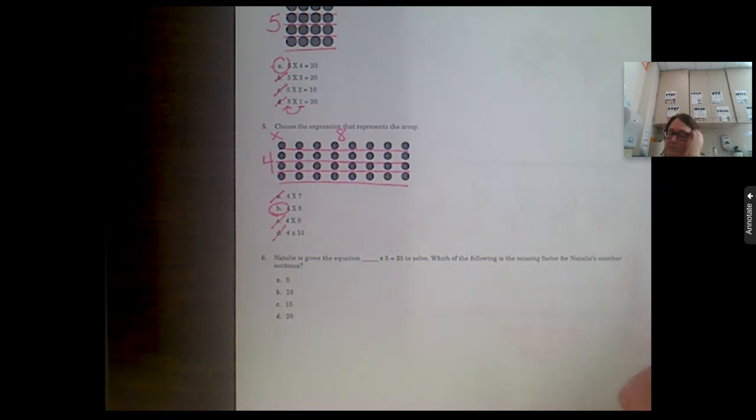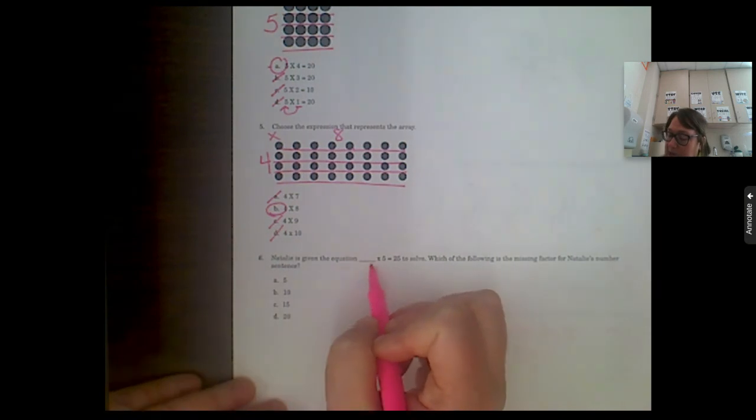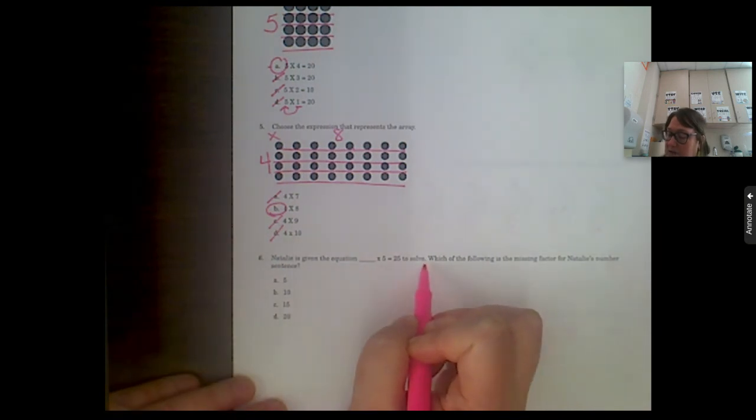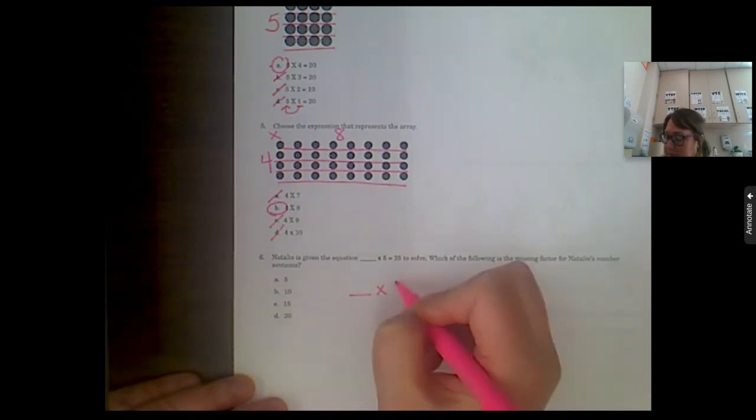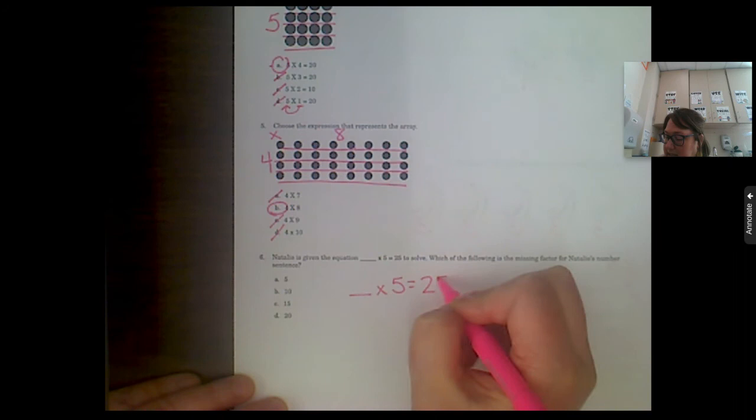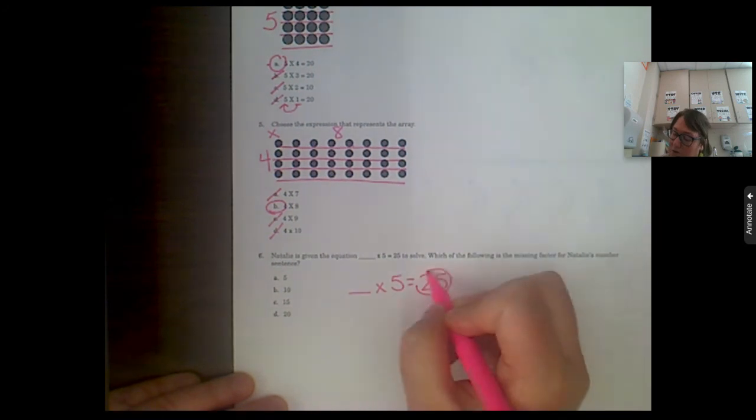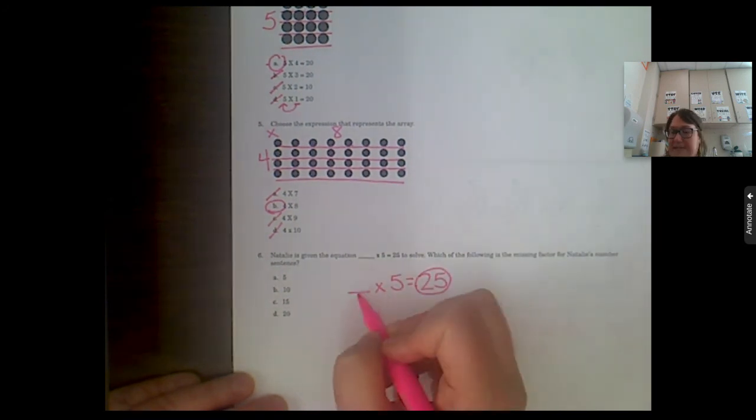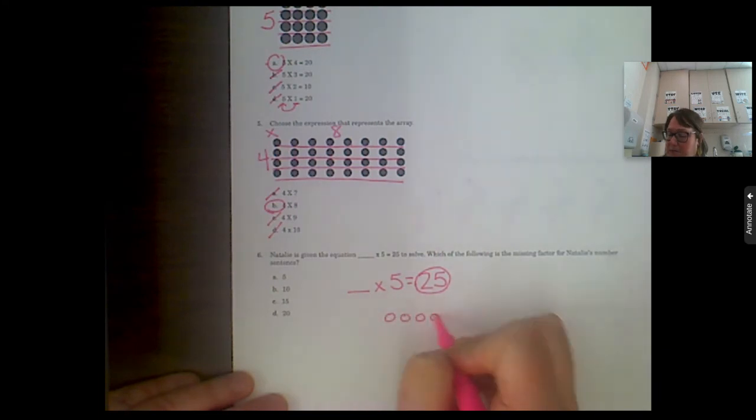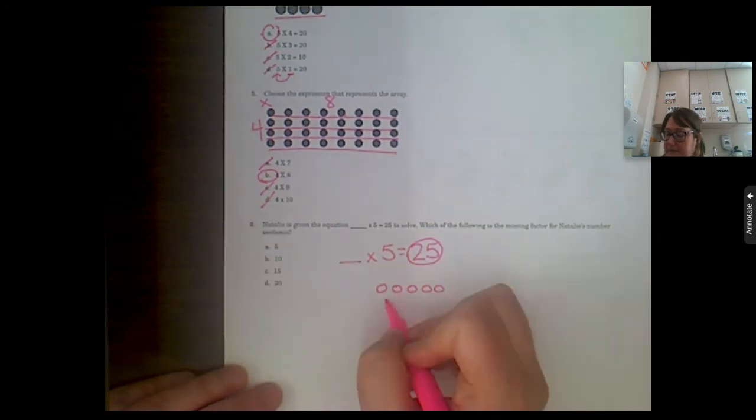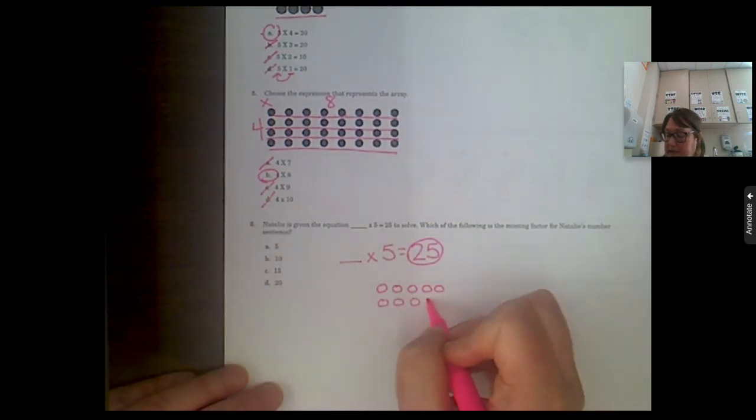Okay. All right, number 6, Natalie is given the equation blank times 5 equals 25 to solve. Which of the following is the missing factor for Natalie's number sentence? So we have blank times 5 equals 25. Well, I know my total is 25. I'm missing the first number, which might be my number of groups, but I know that there's 5 in each group. I'm going to make an array, and I'm going to put 5 in each group. 1, 2, 3, 4, 5. And I'm going to keep going until I get to 25. So I've got 5, 6, 7, 8, 9, 10.